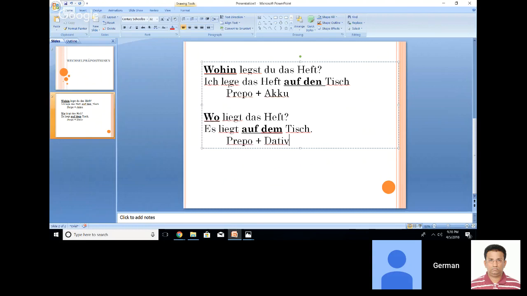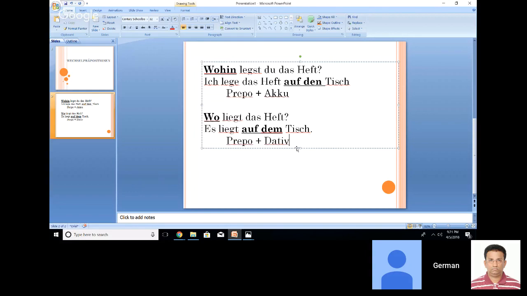I am keeping the notebook on the table. Auf is the wechsel preposition, but we are using it as an accusative because there is an action being performed, that I am keeping the book. I have not already kept the book. I am keeping the book right now, and this is an action, and I am doing it. There is a doer involved doing that action. That's why it is accusative. Also, it answers the question wohin. That's why it is auf den Tisch.